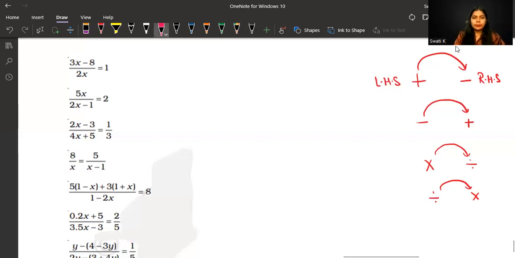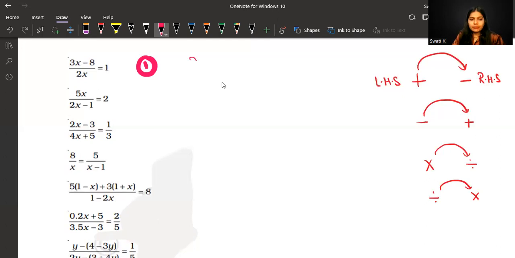So yes, the first one: you can see we have 3x minus 8 divided by 2x equals 1. Every time, of course, we need to find out the value of x, or if the variable is y or z, whatever the variable is, we need to find it out. The topic is linear equation in one variable, because you can notice that in one question we have only one variable, either x, y, z, or anything. Here in all the questions, you can see the variable is x. So let's start with the first one.